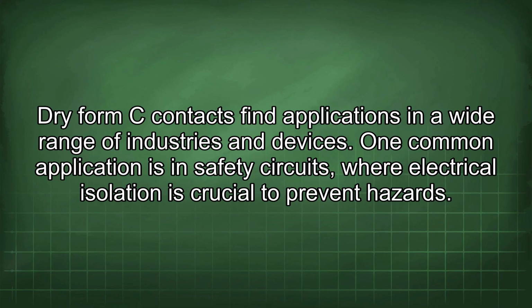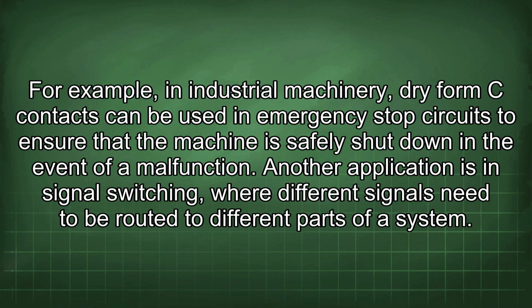Dry form C contacts find applications in a wide range of industries and devices. One common application is in safety circuits, where electrical isolation is crucial to prevent hazards. For example, in industrial machinery, dry form C contacts can be used in emergency stop circuits to ensure that the machine is safely shut down in the event of a malfunction.